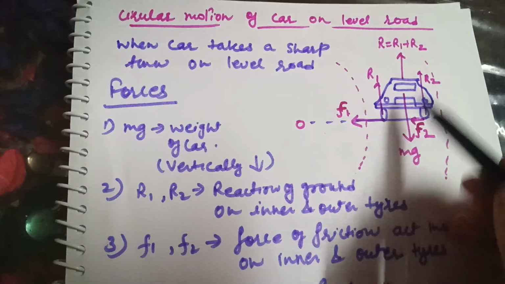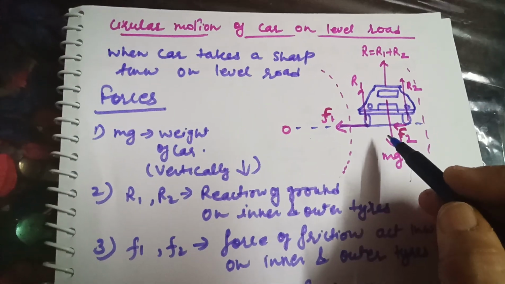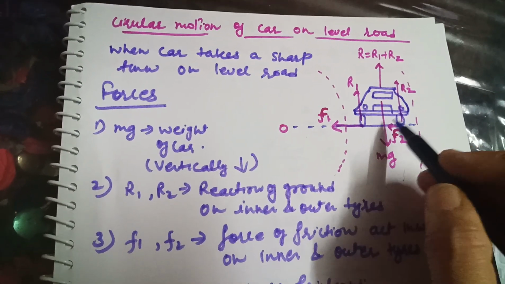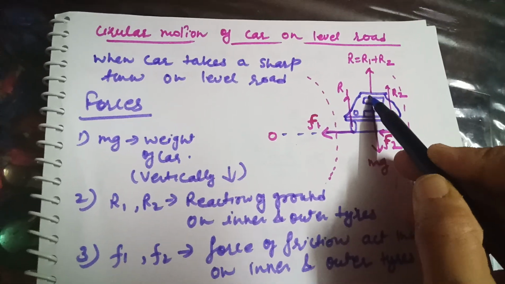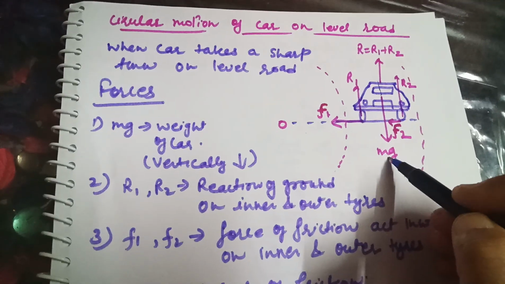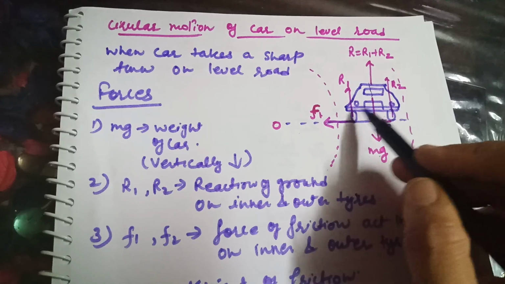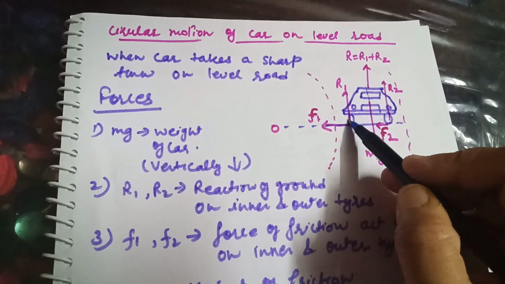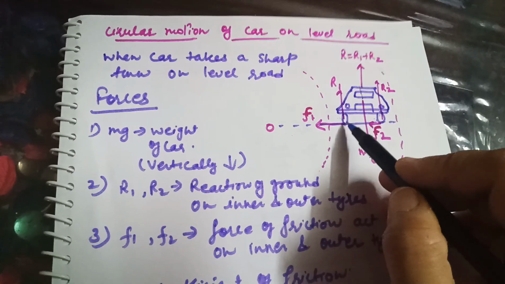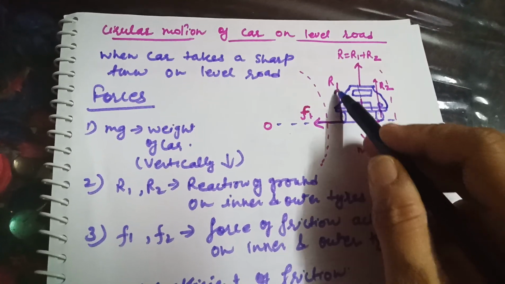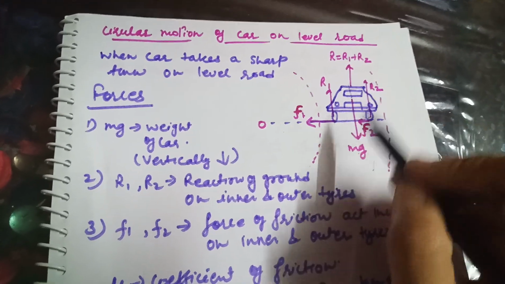So if this is the curved path on the road and the car is taking a sharp turn, now we have to see what forces are involved in this case. First of all, this is the center of gravity, and from the center of gravity the weight of the car, mg, is acting vertically downward, and here we have 4 tires. This tire is called the inner tire and this is called the outer tire. The reaction of the ground on this tire is R1, and the reaction of the ground on this tire is R2.